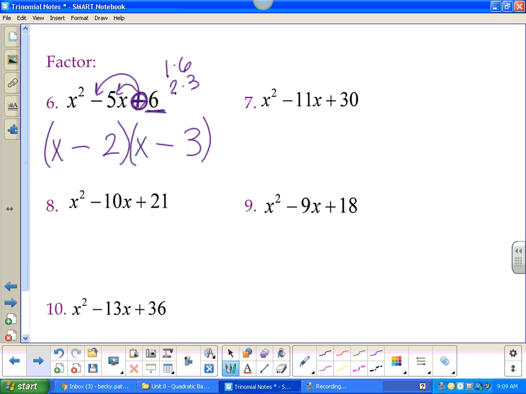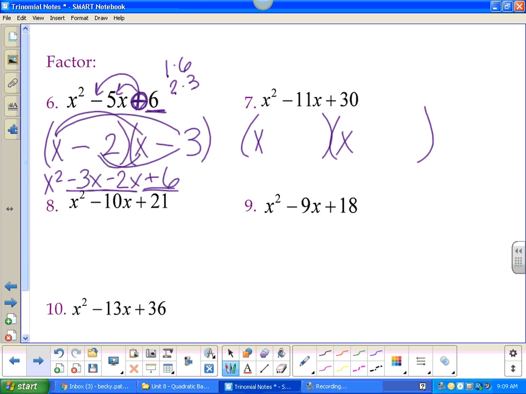Here's why. If I have x squared, then that gives me a minus 3x and a minus 2x and a positive 6. So it gives me a positive 6 in the back, and that's what gives me the negative 5 in the middle. Okay, number 7.